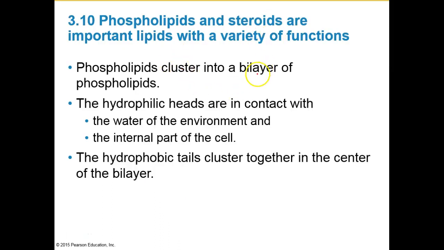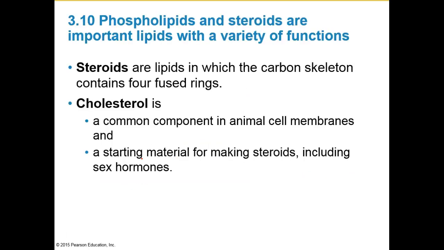So phospholipids cluster into a bilayer, which is 2 layers of phospholipids. Hydrophilic heads are in contact with the water in the internal part of the cell, which is also basically water. And then we have hydrophobic tails, which cluster together in the center of the bilayer. Alright? You didn't need that picture. You could look at the other one.